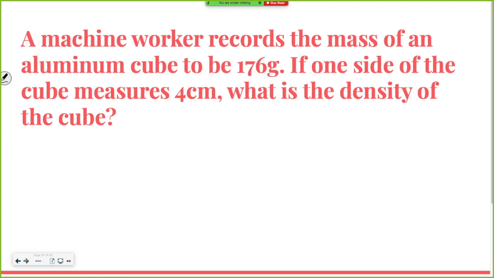All right, let's look at the next one. A machine worker records the mass of an aluminum cube to be 176 grams. Andy, that's what you were talking about. It says it records the mass, so that lets you know that's what this is. If one side of the cube measures 4 centimeters, it's one side, the length, width, or height, since it's a cube. What is the density of the cube?